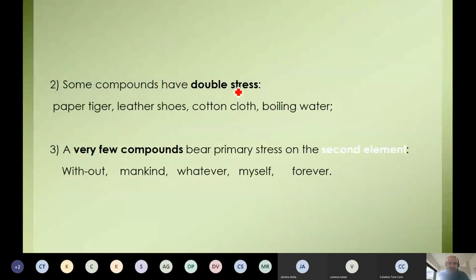Okay, there are other rules that apply to double stress. As I told you before, this is not very general. Paper tiger, leather shoes, cotton cloth, and boiling water, right? They are supposed to have a double stress, meaning that both elements receive the same amount of emphasis. Not quite general, because in general it's either the first element or the second element that receives some sort of emphasis. And very few compounds bear primary stress on the second element.